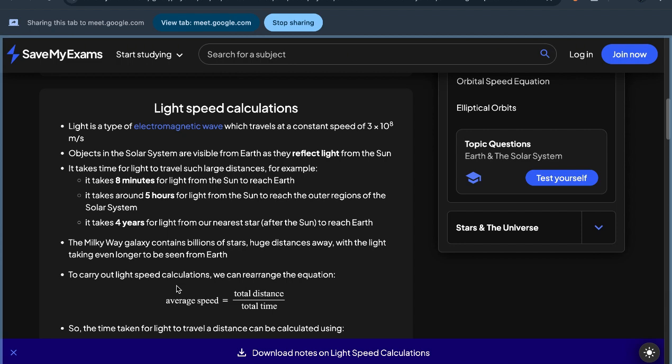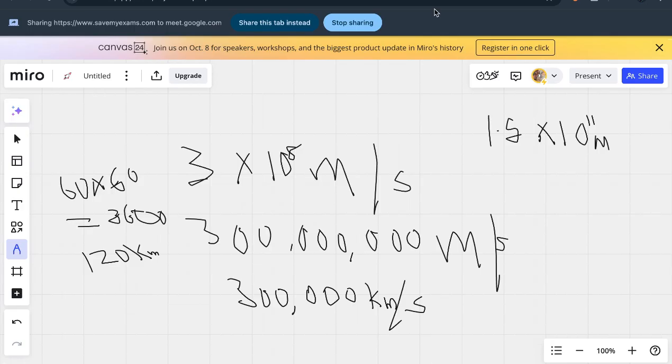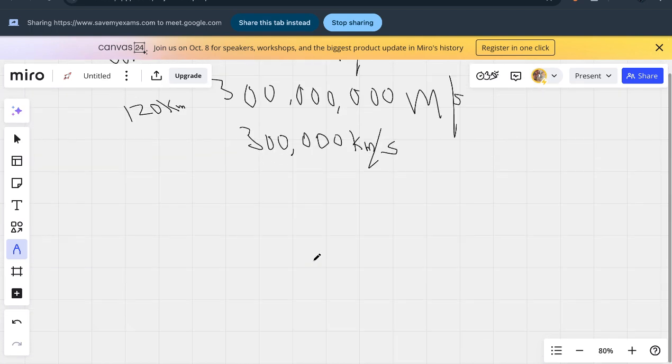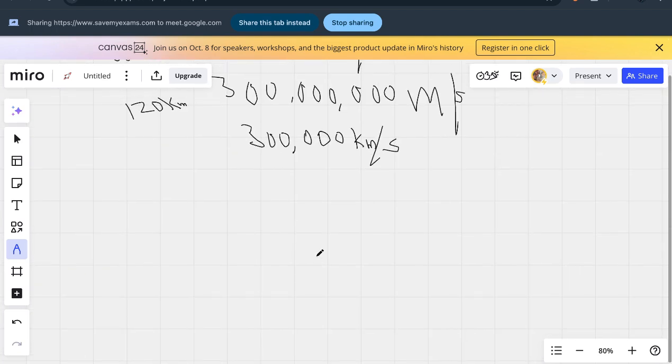Now, to carry out the light speed calculation, we use the normal speed equation we know from elementary physics, from the beginning of physics. We use that same concept to say that the average speed is the total distance over the total time taken.